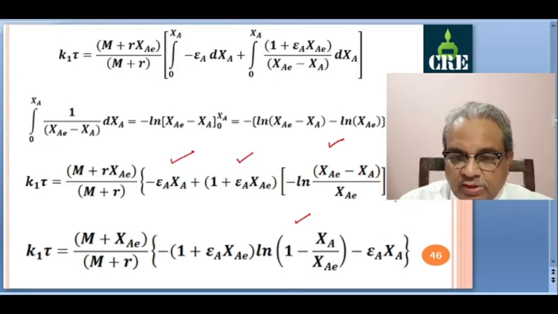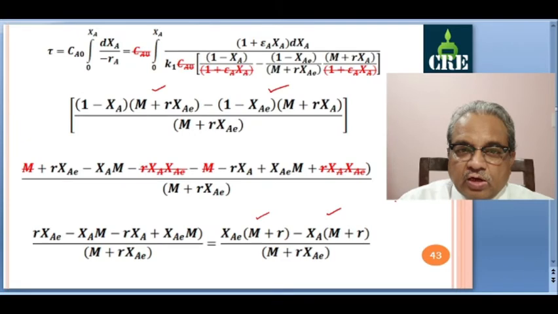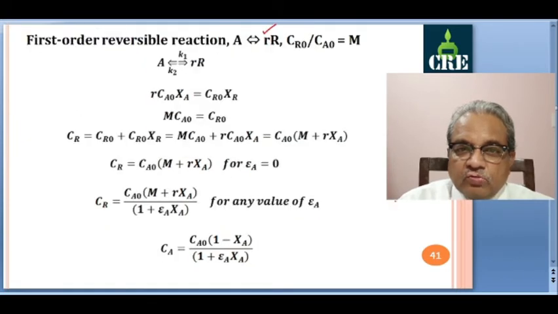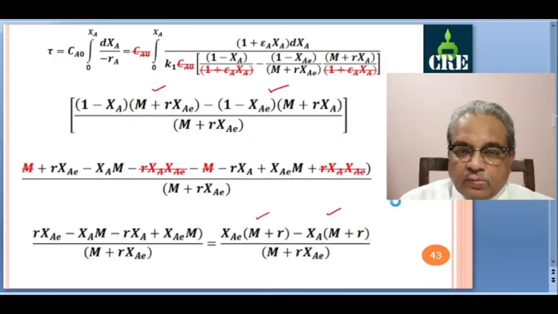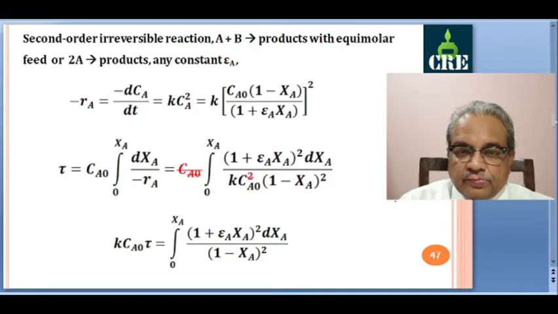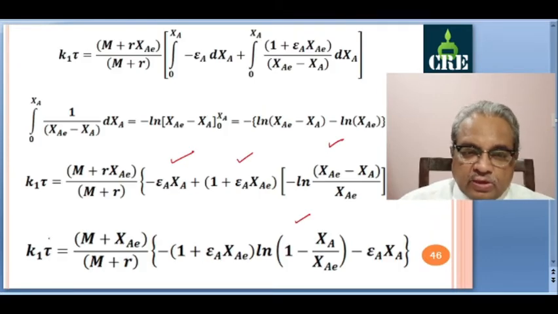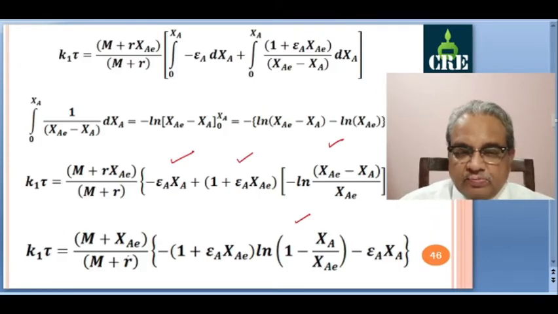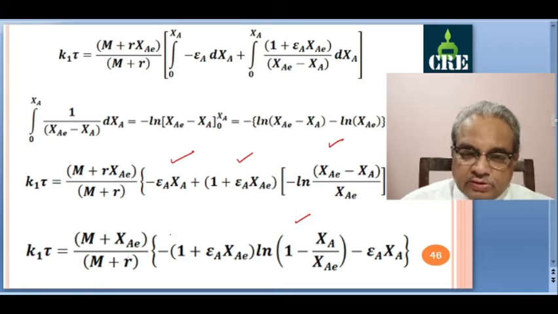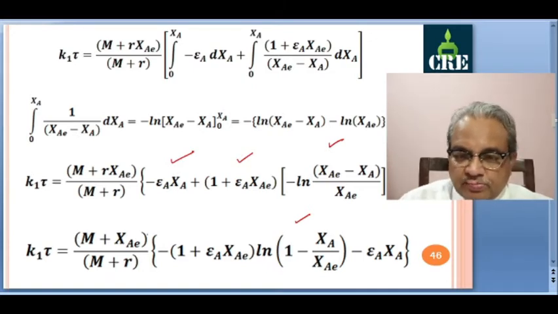So this is for a first order reversible kind of reaction, where the stoichiometry is A gives R moles of R. Okay, it's not 1:1. So this is the final expression, K1 tau (m plus xae) by (m plus R). This you can compare with our earlier expressions for the batch reactor. When A mole gives 1 mole of R, 1 mole giving 1 mole, this R becomes 1, and the rest of the results you can check and match.